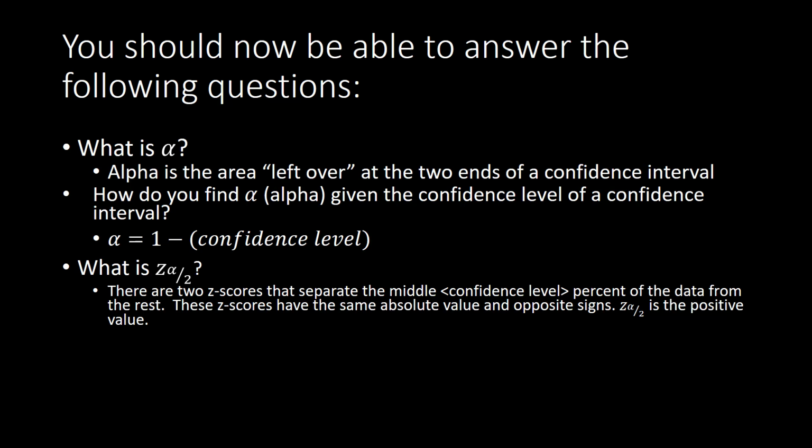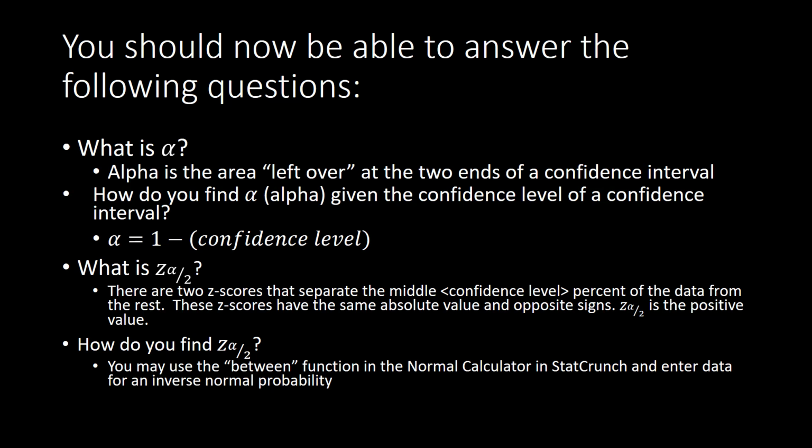There are two z-scores that separate the middle, whatever confidence level percent you're using, for example the middle 90% of the data, from the rest. These z-scores have the same absolute value and opposite signs. Z of alpha over 2 is a positive value. How do you find z of alpha over 2? You may use the between function in the normal calculator in StatCrunch and enter data for an inverse normal probability. Alternatively, you are also allowed to use the table that is provided on your formula sheet.